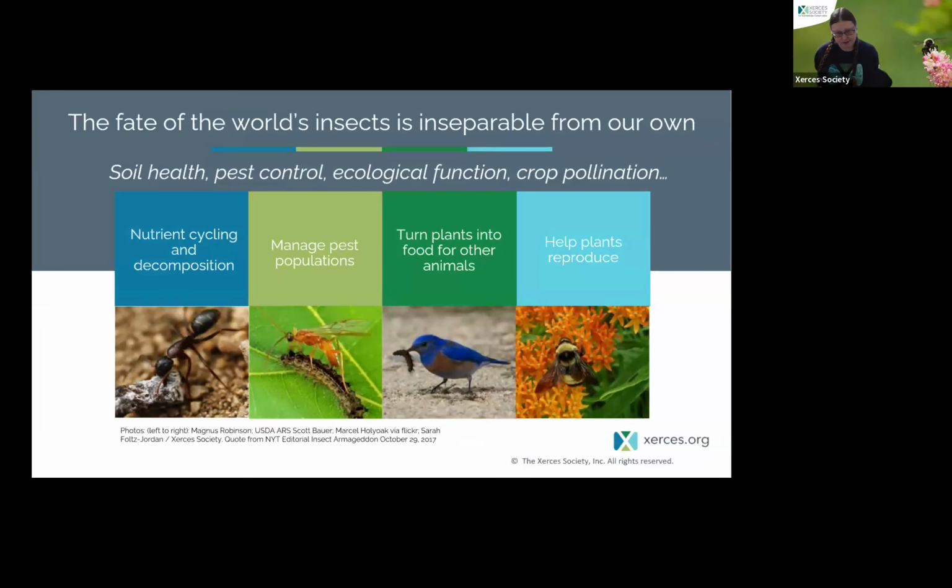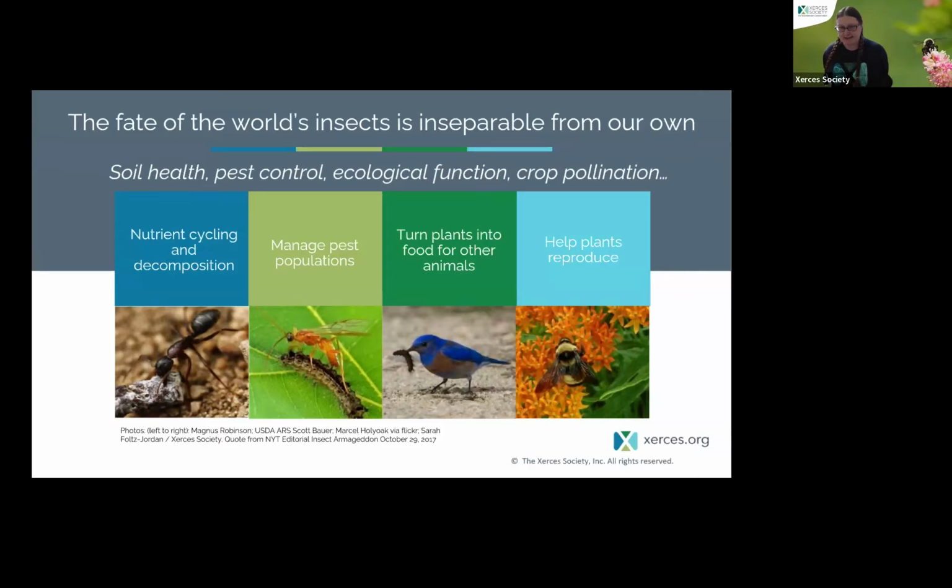Ants, as you see pictured here, and earthworms and other larger invertebrates are really good at being soil engineers. They're tunneling and digging through the soil. And so that helps with a lot of different things like pulling nutrients into the soil, decomposition of organic matter.